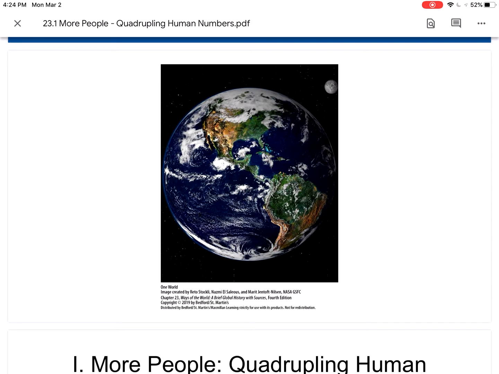Okay, one world. This composite NASA photograph showing both the Earth and the Moon reveals none of the national, ethnic, religious, or linguistic boundaries that have long divided humankind. Such pictures have both reflected and helped create a new planetary consciousness among growing numbers of people.